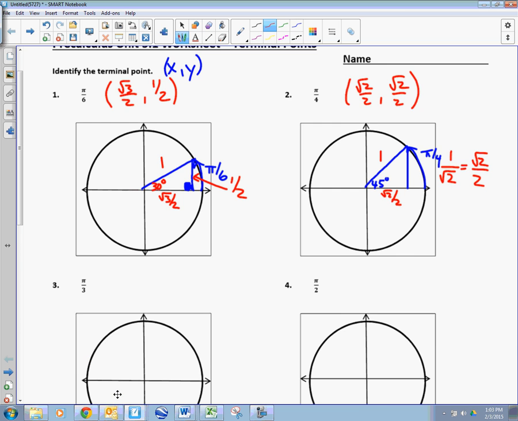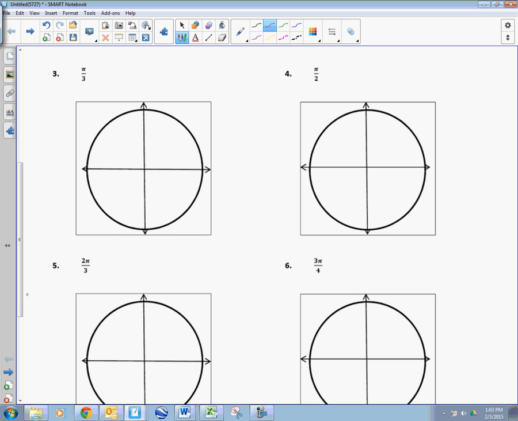Grab my next one. Pi over 3. It helps. I know them all. There's a pattern. You can get good at it. So I traveled pi over 3. What's my angle going to be? 60. I won't quiz you on these, but it is nice to know them. It really is. So 60 degrees, and we get that pi over 3 spot.